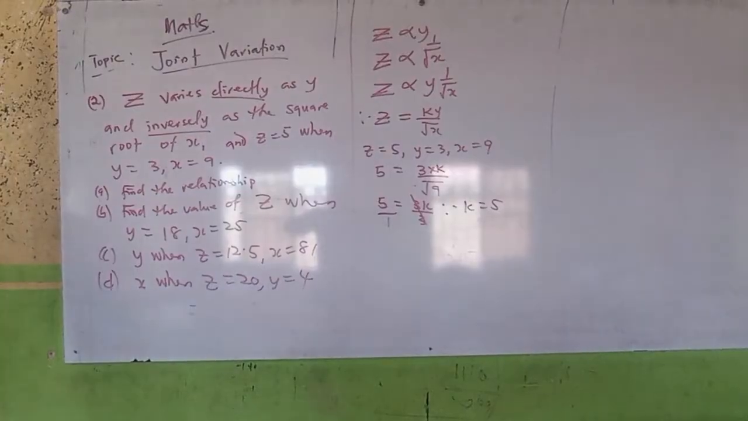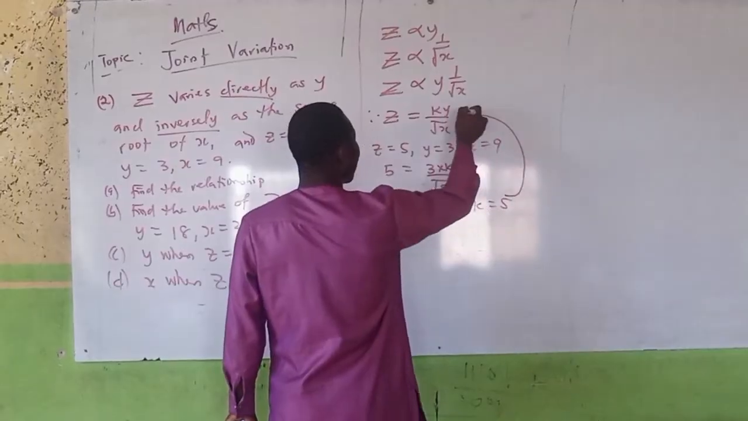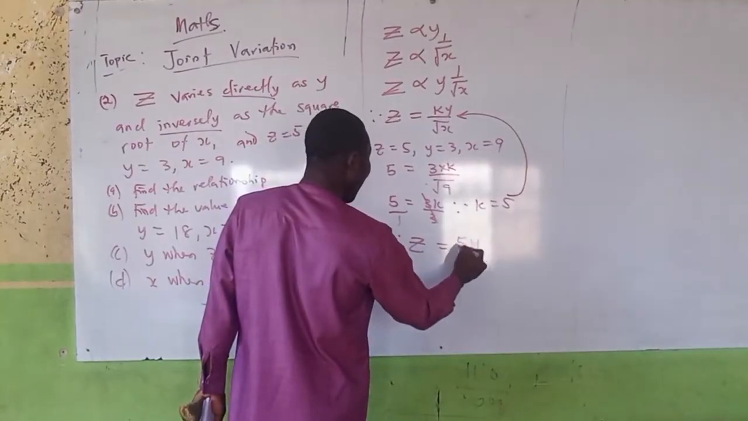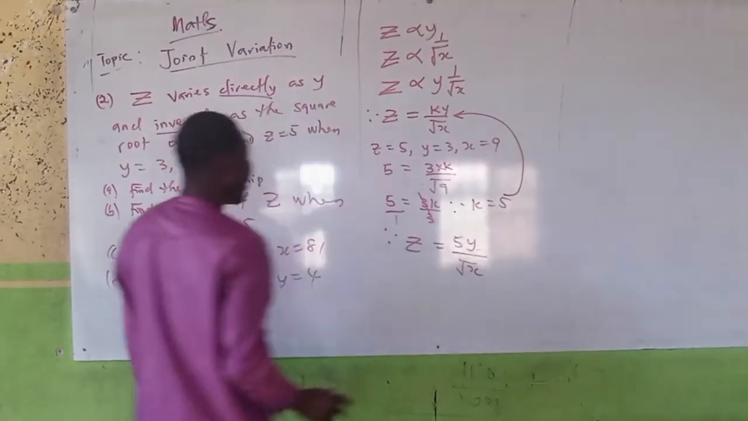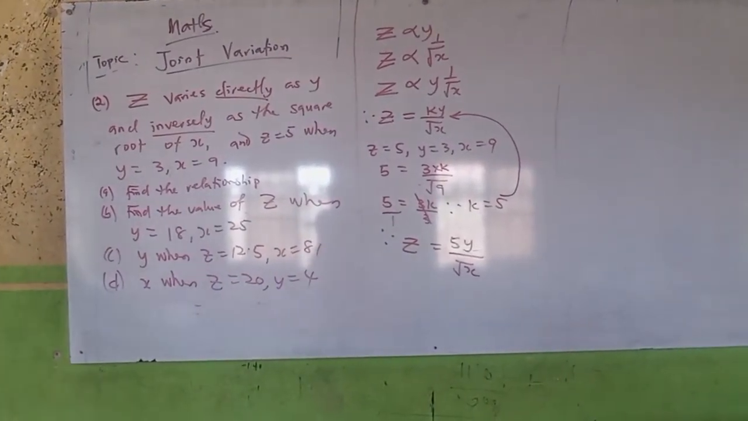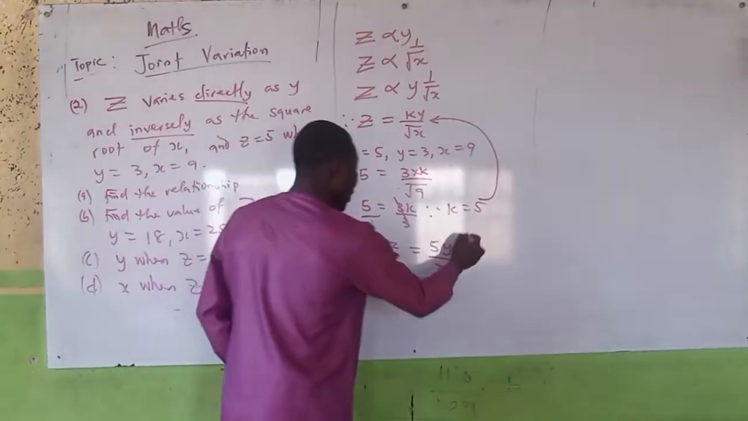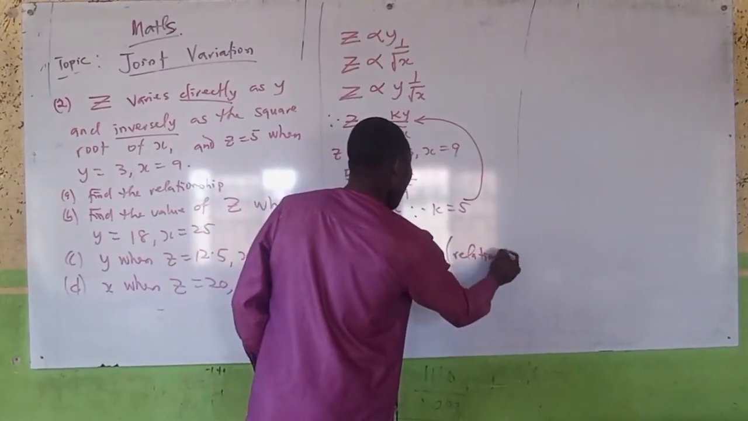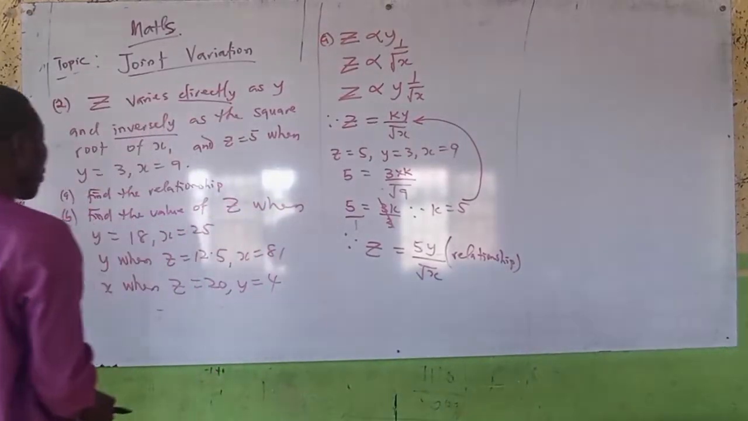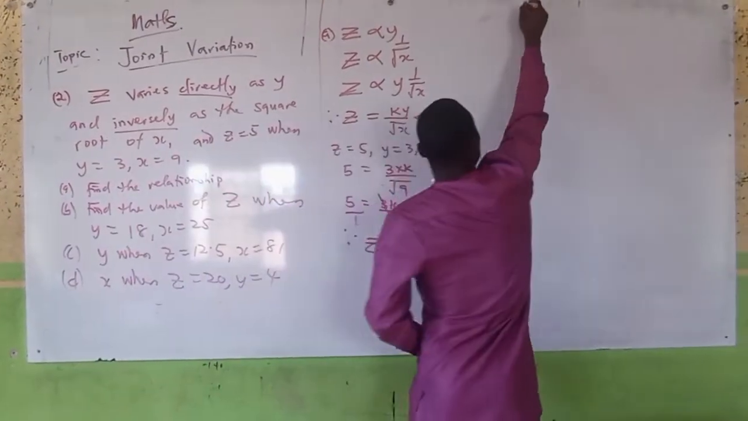If k equals 5, then they ask us to find the relationship. We are now taking this k back to this place. Therefore, z will now be equal to 5y over the square root of x. That is the relationship that we have there. So let's write it this way: this is the relationship. Some people call it an equation, some call it an expression, or a formula that connects them. That is about that one.